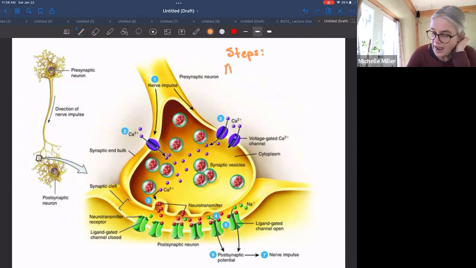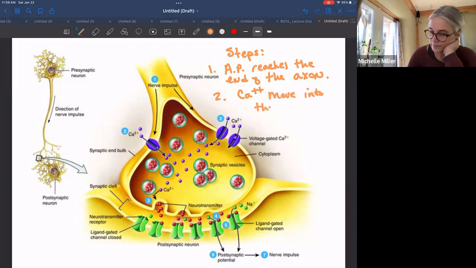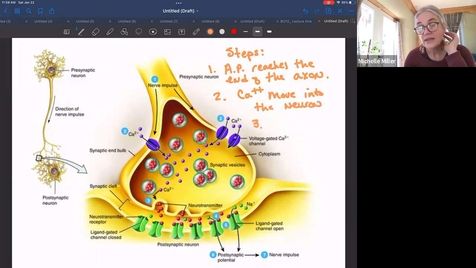So first, an action potential reaches the end of the axon. Two, calcium ions, calcium again. Remember we talked about the importance of calcium in muscles? Calcium ions move into the neuron. Three, the neurotransmitters are released into the synapse.